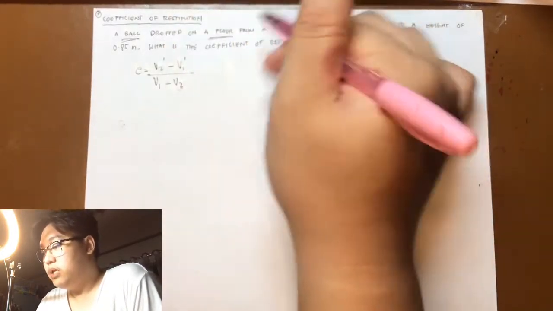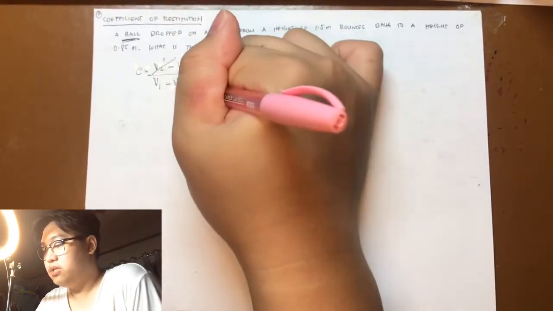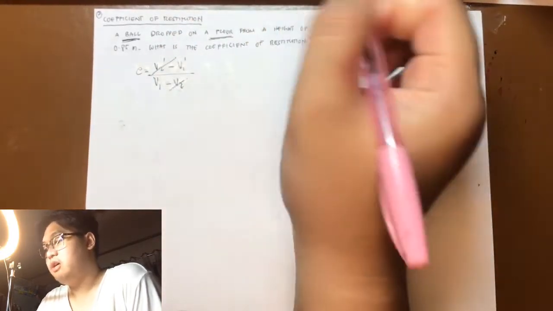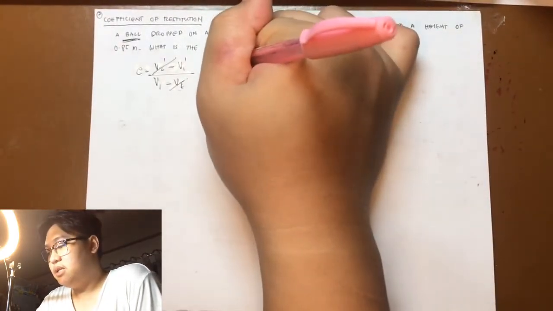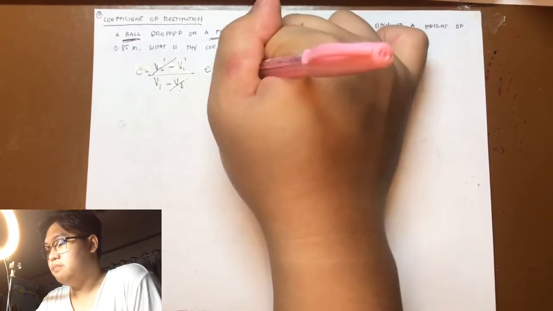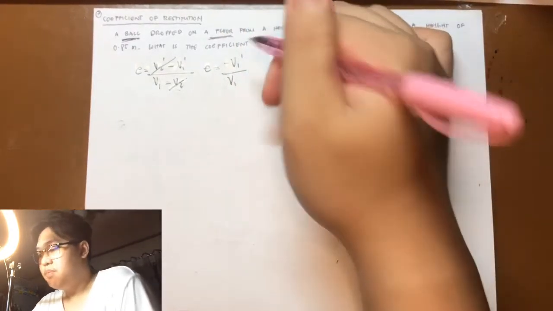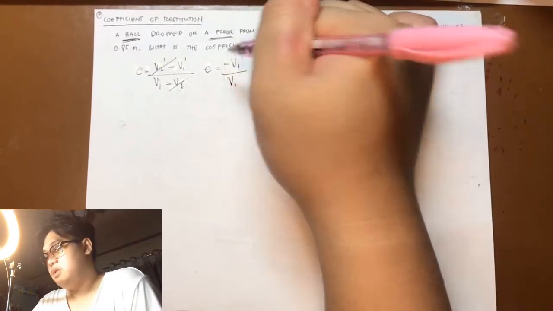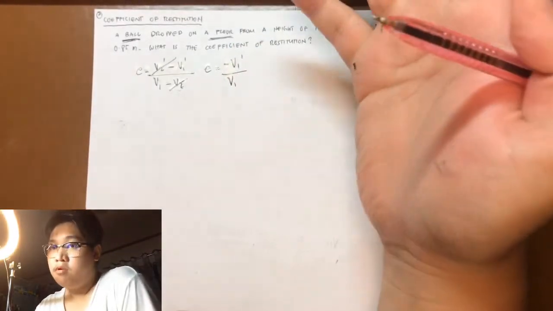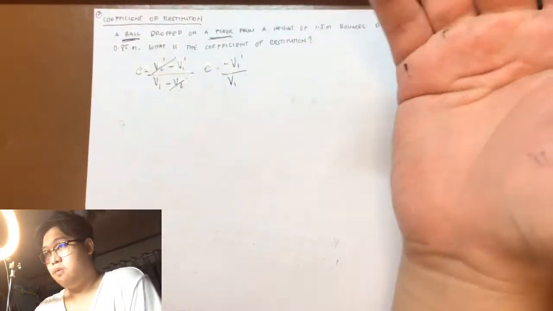So pwede na natin i-cancel yung velocity 2 dahil 0 lang naman siya, floor lang siya. Ang matitira na lang sa atin is negative V1 prime over V1. Ang problema ngayon sa problem na to is walang velocity na given. So, para makuha natin yung velocity, isip ka kung paano mo makukuha yun.